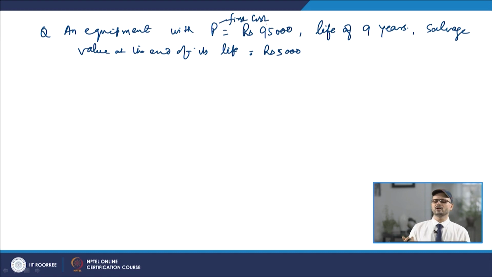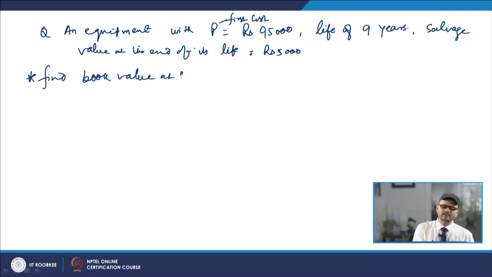This is the usual type of question you are supposed to get: you have purchased an equipment with a first cost of rupees 95,000, the life is 9 years and the salvage value at the end of its life is 5,000. If you are told to find the book value at the end of 5 years using the straight line method.